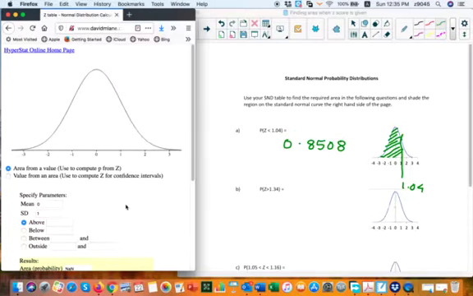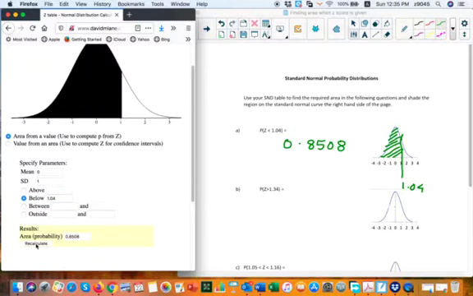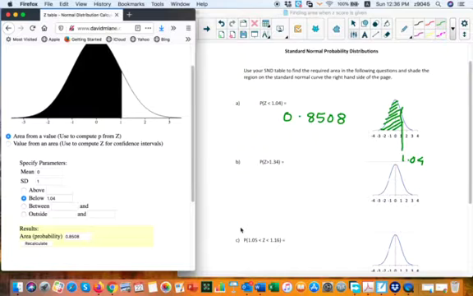Similarly, if I want to check this value on the calculator, I'm going to calculate it for below. Mean is 0, standard deviation is 1. Below, I'm going to calculate it for 1.04, and calculate. We get 0.8508. So this is the shaded region, which is similar to the one we found here. This is from the table and this is the value obtained from the calculator. So either way, we can obtain the solution for this. Let's go back to the second question.